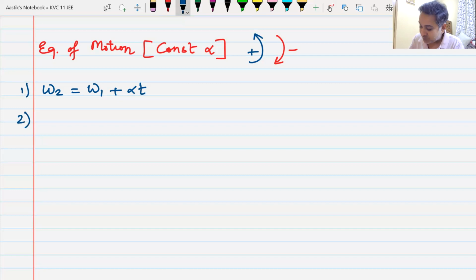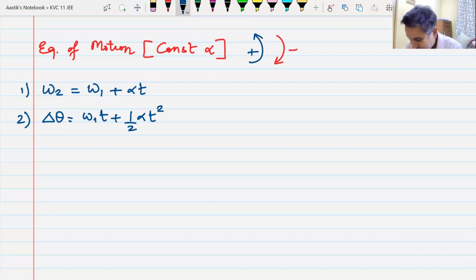What would be the second equation? Delta theta will be equal to omega 1 t plus half alpha t square. What is delta theta here? Delta theta here is angular displacement. Everyone understands this? Yes or no? Omega 1 is the initial angular velocity, alpha is the angular acceleration and t is the time.